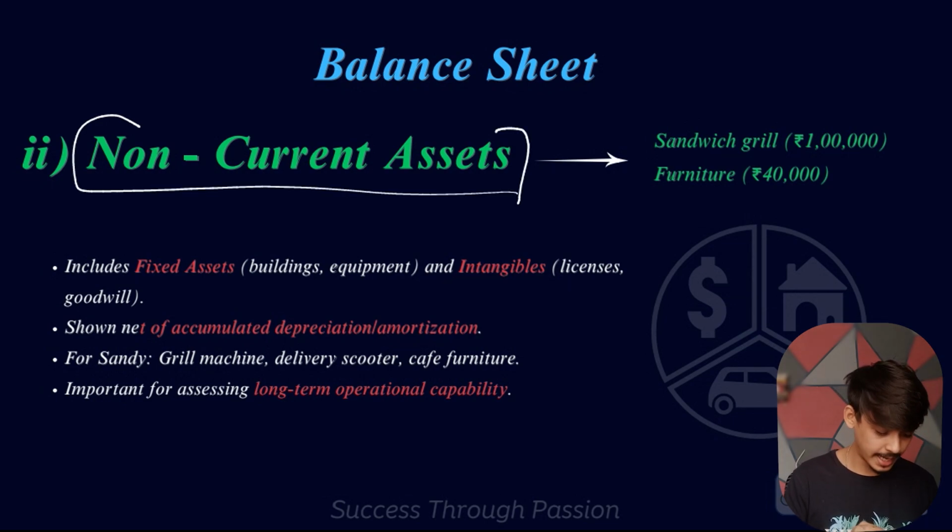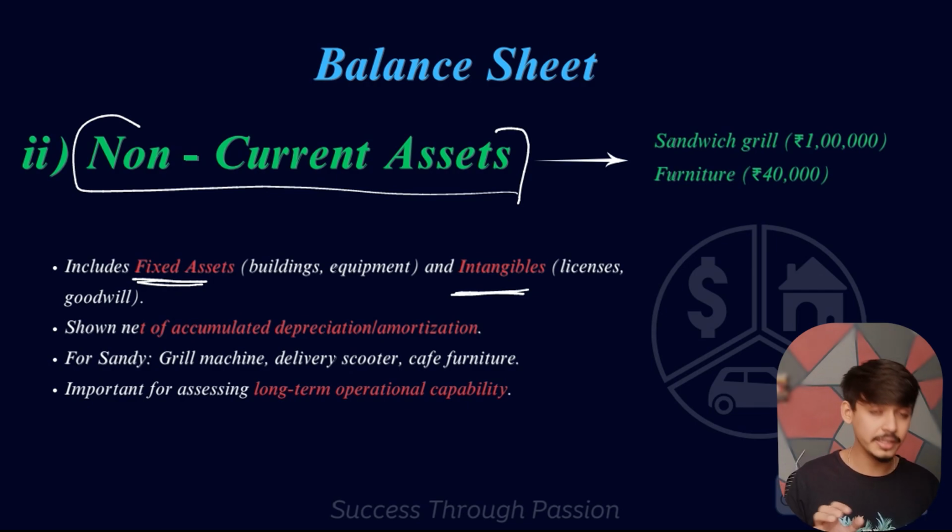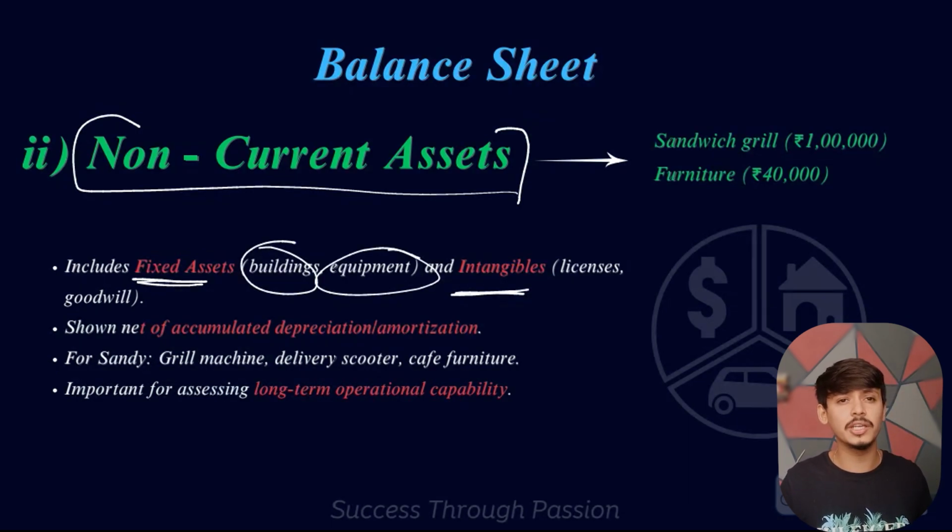So what does non-current asset include? It includes fixed assets and intangibles. Let's break this down into two parts. Number one, fixed asset. As we can see, the term fixed asset means it is fixed in the business, which highlights that the asset will be used for a long period of time and is long term in nature.